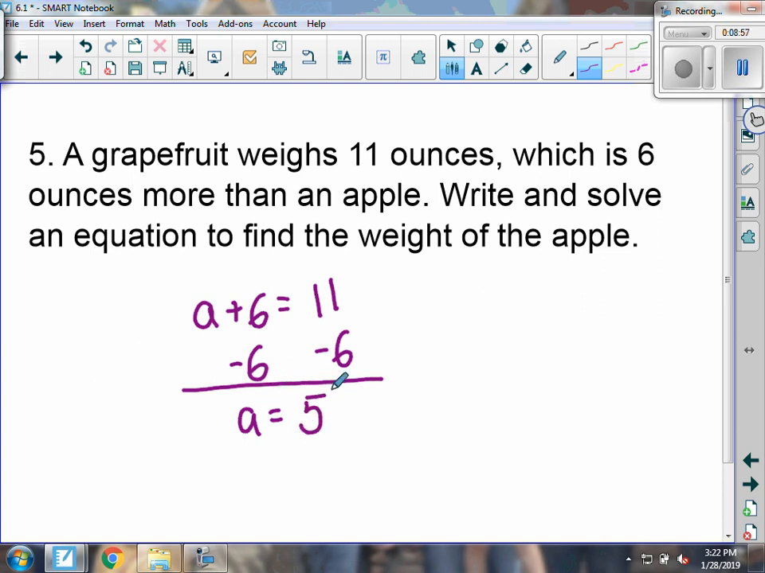5 what? The apple weighs 5 what? Ounces. And the abbreviation for ounces is OZ. You can write out ounces if you want to. I just want to make you aware of what the abbreviation is.